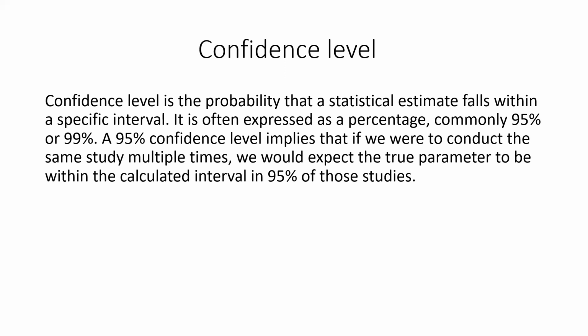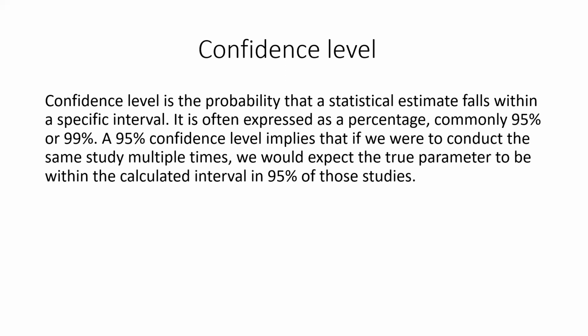I will again repeat. If you are selecting a 99 percent confidence level for a sample size calculation, your future statistical estimate, like prevalence or mean difference, will be 99 percent accurate. Suppose you are selecting a 95 percent confidence level; it implies that if you conduct the same study multiple times, we would expect the true parameter to be within the calculated interval in 95 percent of the studies.